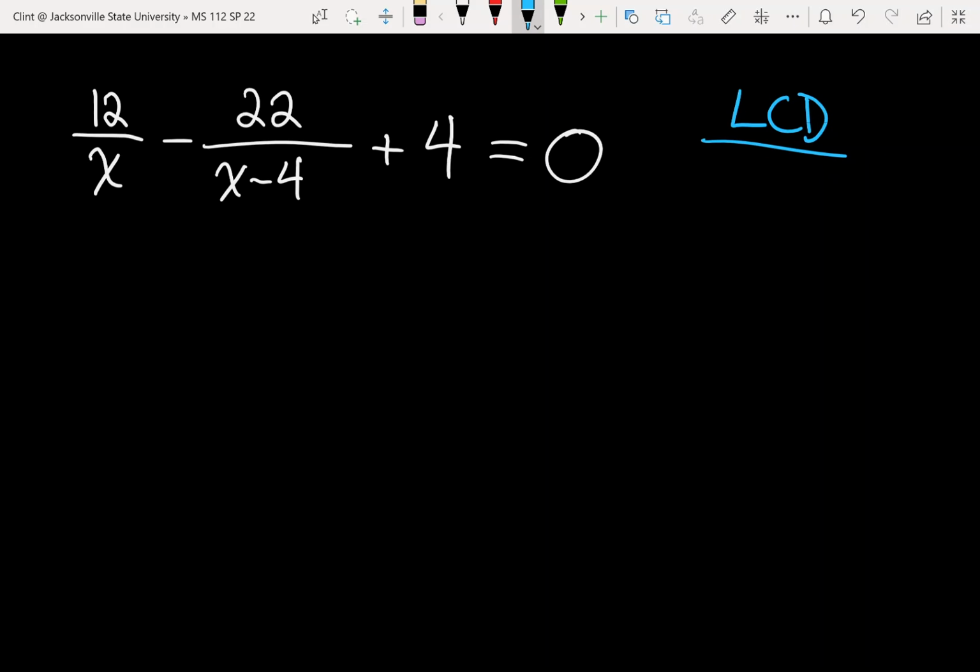So like if I look at the first term, I see I've got a factor of x, so I know I need an x in my LCD. And when I look at the second one, I see I have a factor of x minus 4, so I know I'm going to need a factor of x minus 4 in my LCD.